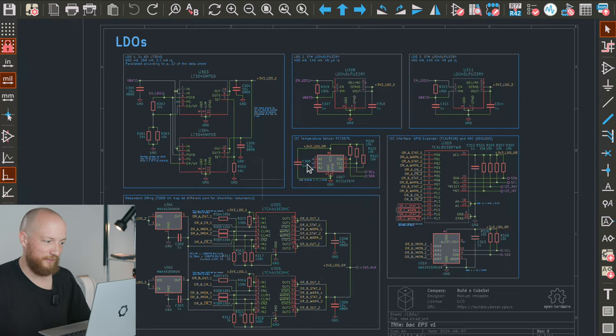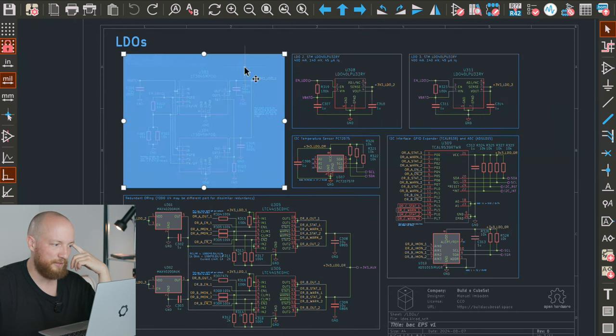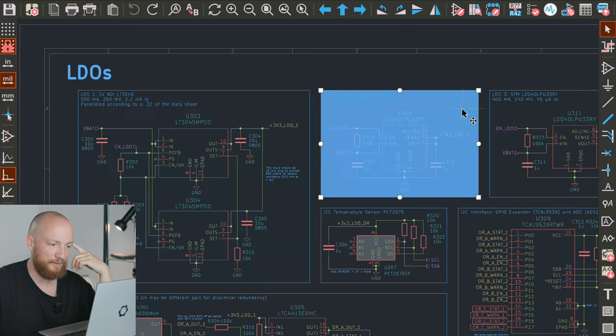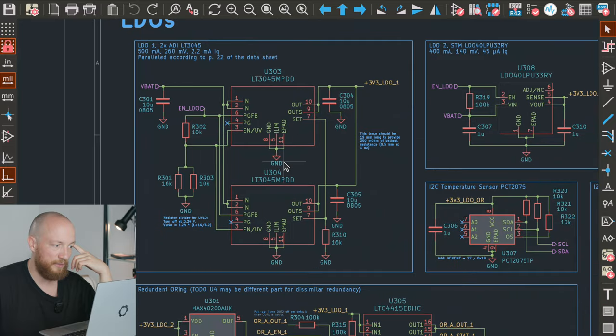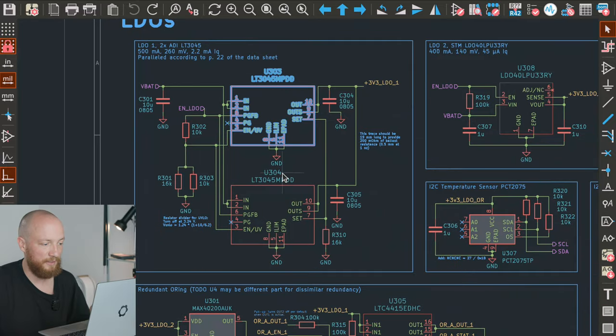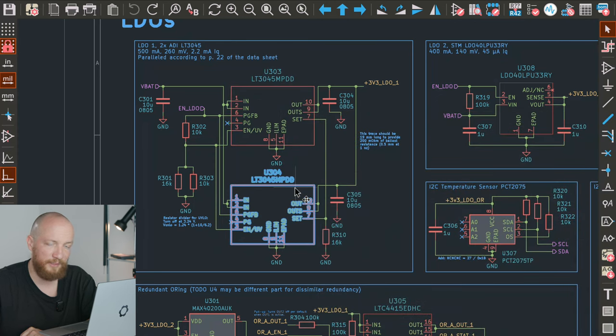So if we jump into this sheet here, this may look like a lot, but it's actually kind of simple. It's just a lot of repetition for the redundancy. On the top, we have our LDOs. So this section here is LDO 1, this is LDO 2, and this is LDO 3. You will notice that LDO 1 actually consists of two individual ICs. This is an Analog Devices part, I think, the LT3045. And I have paralleled this just according to the datasheet to get double the output current from it.